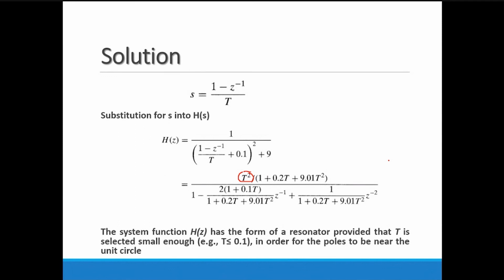So to get a stable system, whatever pole values you are getting, you have to take the value of t very small, less than or equal to 0.1, in such a way that your poles are near to the unit circle. Otherwise you will get an unstable filter, which is not required.